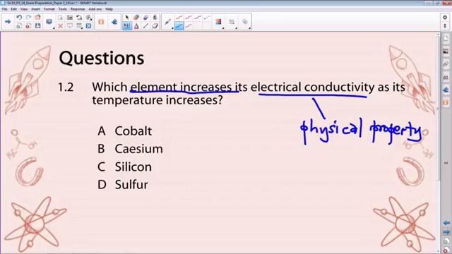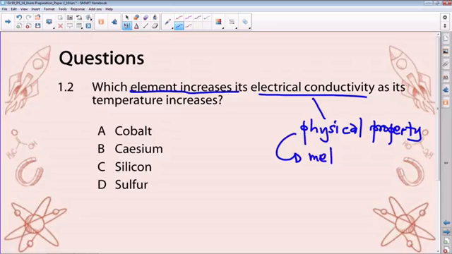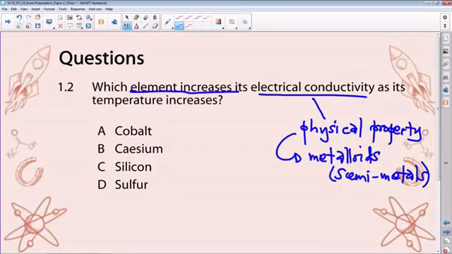Metalloids, sometimes we refer to them as semi-metals. So this is a physical property of metalloids, right? Metalloids or semi-metals, that's what they are. So in this case, it will be very important to understand the layout of our periodic table.